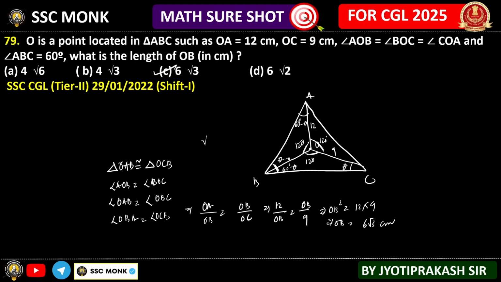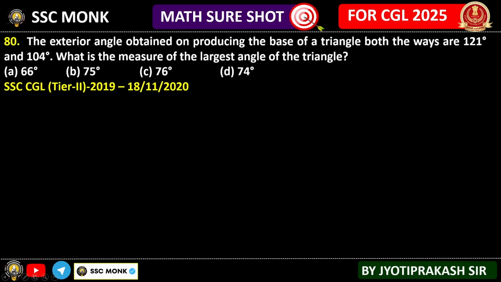Answer option C. Next, the exterior angles obtained on producing the base of a triangle both ways are 121 degree and 104 degree. What is the measure of the largest angle of the triangle? Now see, this is a triangle, okay? So this is produced, this is produced. Exterior angle 121 degree, this is 104 degree. So this much will be 59 degree, this much will be 76 degree. 76, 59, that is 135. So this much is equal to 45 degree. So what is the largest? 76 degree.